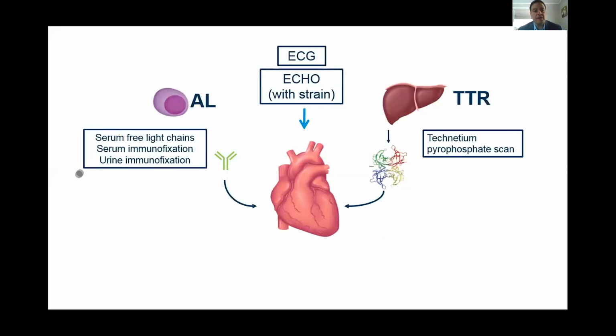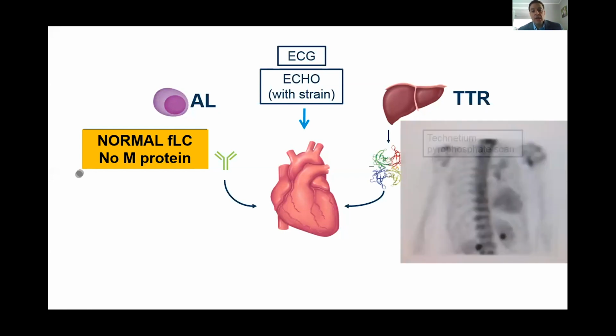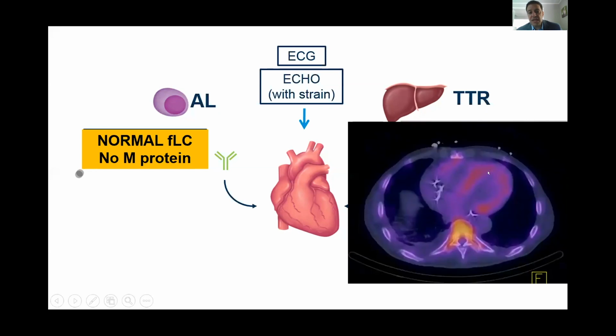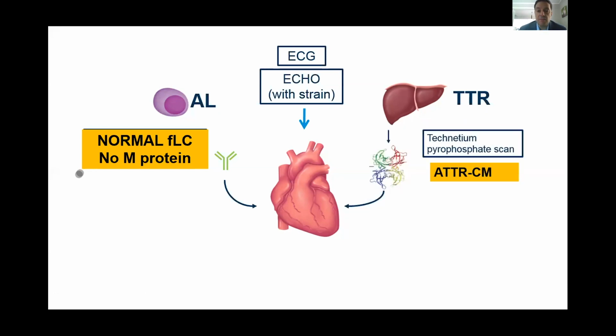We ordered the right test to exclude AL, which is the serum-free light chains and serum and urine immunofixation, and they were all normal. And we did the technetium pyrophosphate scan, and you can see very significant uptake in the heart, more than the rib, and confirmed by SPECT imaging. So this is actually diagnostic of ATTR cardiomyopathy.